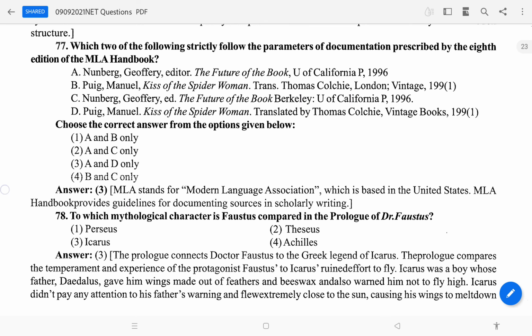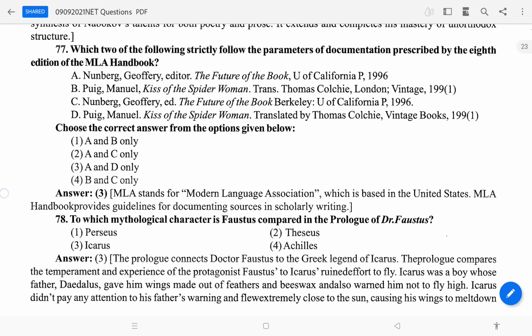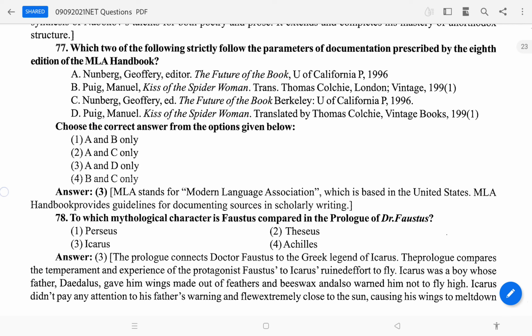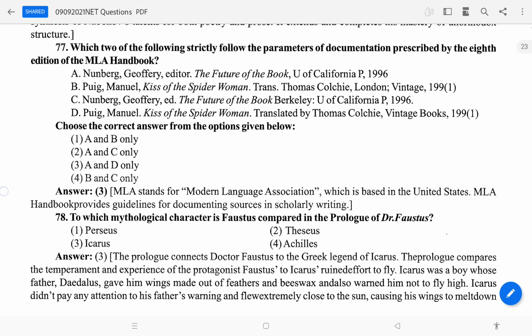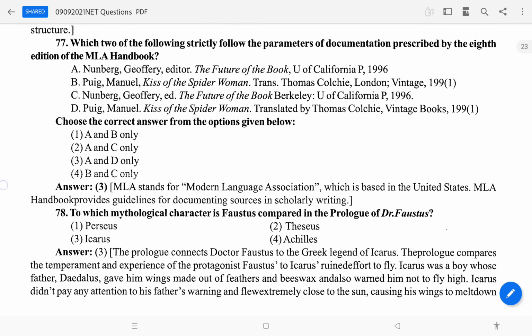So the answer will be A and D, meaning first the name of the writer, then the editor, then his book, then the place of publication, and then the year. MLA stands for Modern Language Association, which is based in the United States. The MLA Handbook provides guidelines for documenting sources in scholarly writing. So you have to understand the rules and remember them, the rules of the APA Handbook and MLA Handbook.